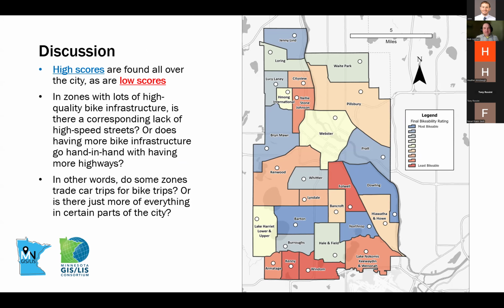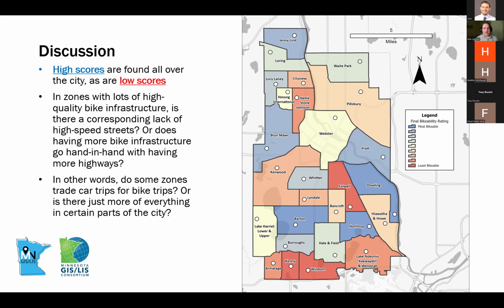This led me to start to think about a few things, what I noticed and what I wondered. There's high school scores all over the city. There's blue scores way up at the top, blue scores down in South Minneapolis. Same with red. There's Nellie Stone Johnson up there, all the way down to Windham and Kenny. So if this seems to be sort of a random pattern, what other types of questions could we answer? And so these were 2 questions that are related that I sort of wanted to see if I could gain some insight into. If there are zones with lots of high quality bike infrastructure, is there a lack of high speed streets? Or if you have more bike infrastructure, do you probably also have highways? So kind of what's the trade-off here?